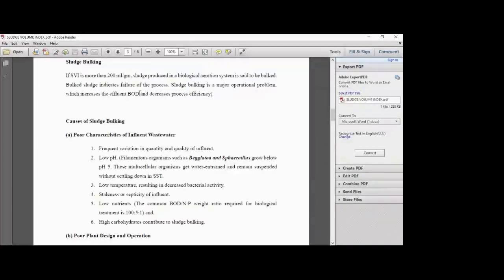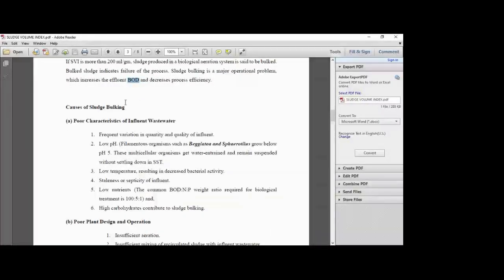Even if all the processes have been done properly, because of the faulty aeration tank you will get a lot of BOD, and a high BOD will be expected in the effluent as well. So what are the causes of the bulking? There are mainly two causes of the bulking. Either your influent will be faulty, or the process that you are going to do is faulty. Nothing more than that, right?